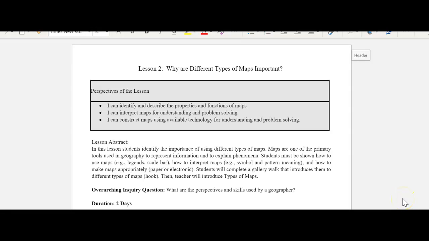7th grade Geography of World Regions, Lesson 2: why are different types of maps important? In this lesson, students identify the importance of using different types of maps. Maps are one of the primary tools used in geography to represent information and to explain phenomena. Students must be shown how to use maps, how to interpret maps, and how to make maps appropriately.